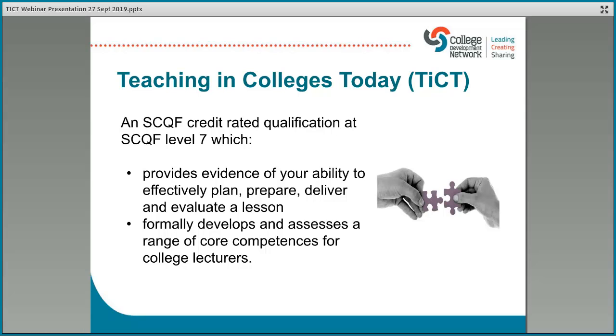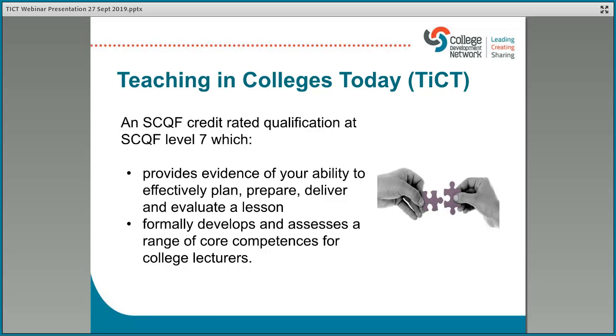CDN also undertake the coordination of external verification of candidate assessment evidence, awarding completion certificates for any candidates who have successfully achieved the unit and passed all 3 individual assessments.